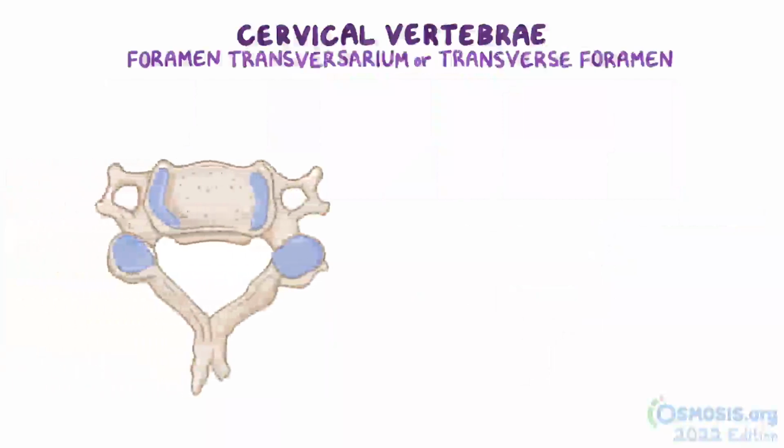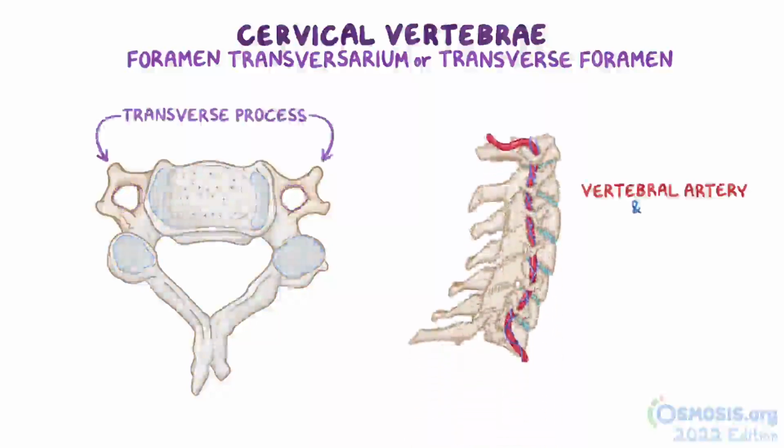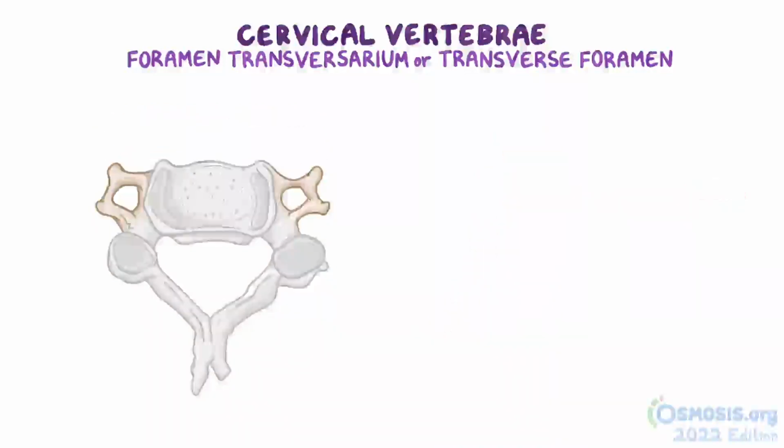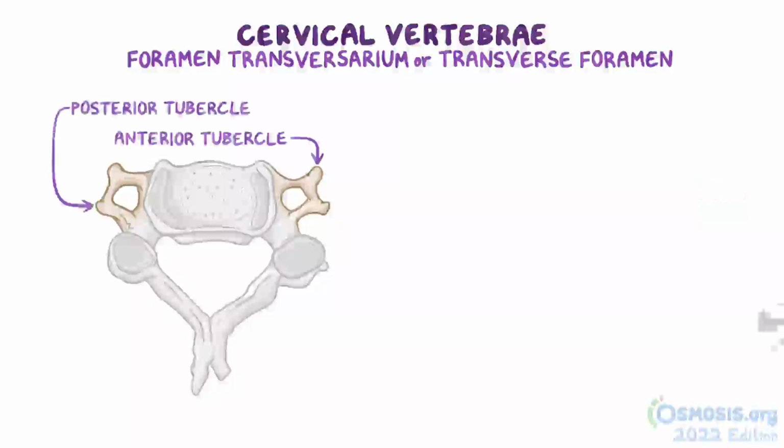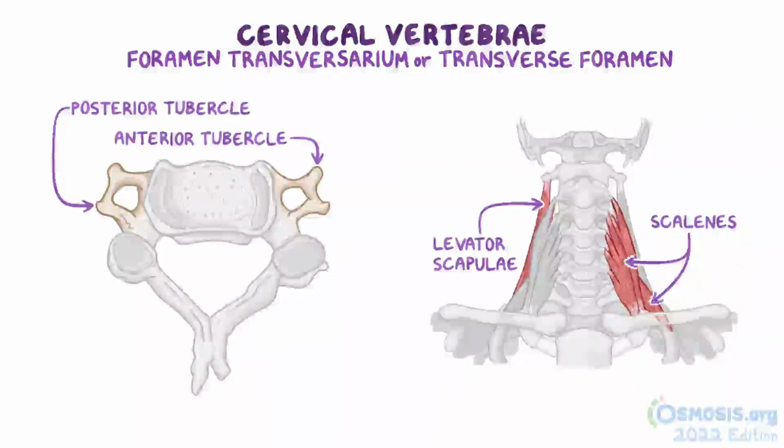Now, what really makes cervical vertebrae stand out is that they have a foramen transversarium, or transverse foramen, which is an opening on each of the transverse processes. It's through these foramina that the vertebral arteries and corresponding veins pass. The lateral ends of the transverse processes have two projections, an anterior tubercle and a posterior tubercle, which are attachment sites for the levator scapulae and scalene muscles.